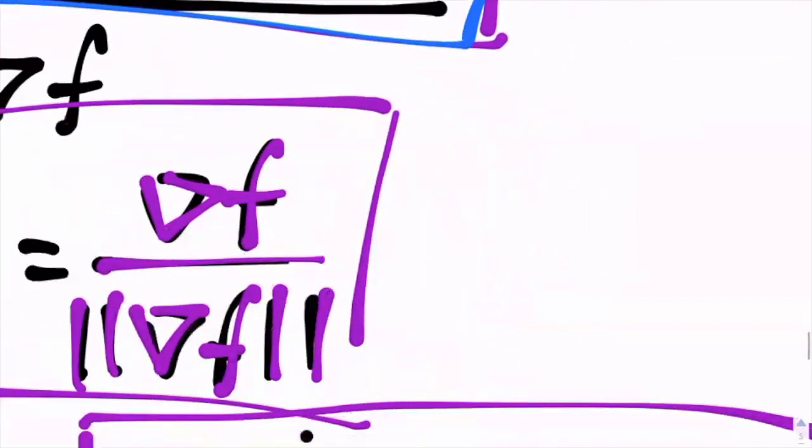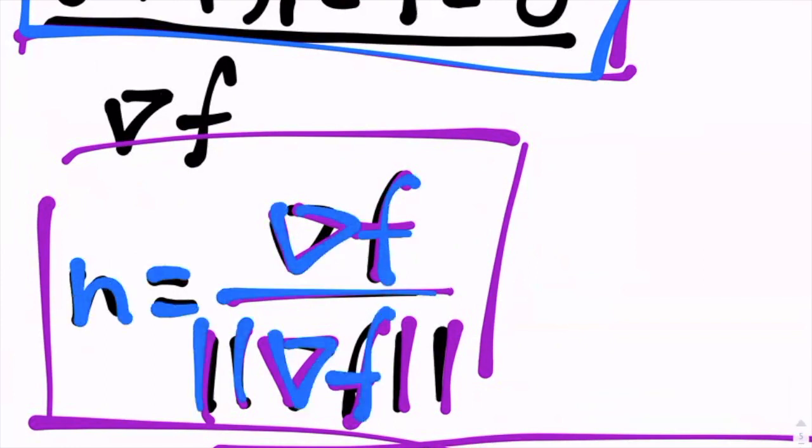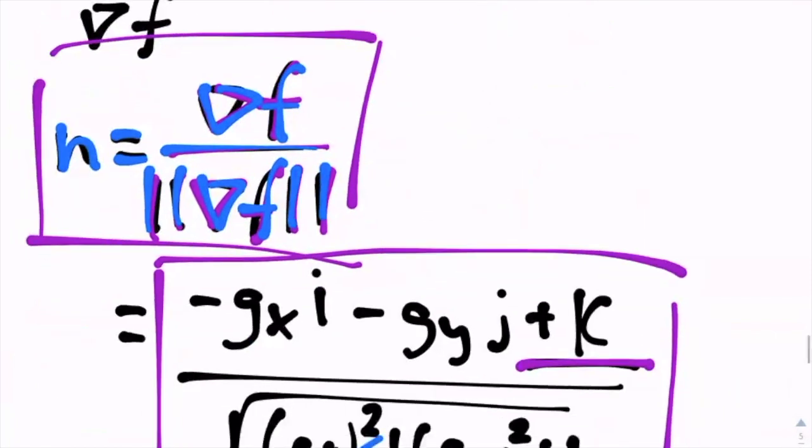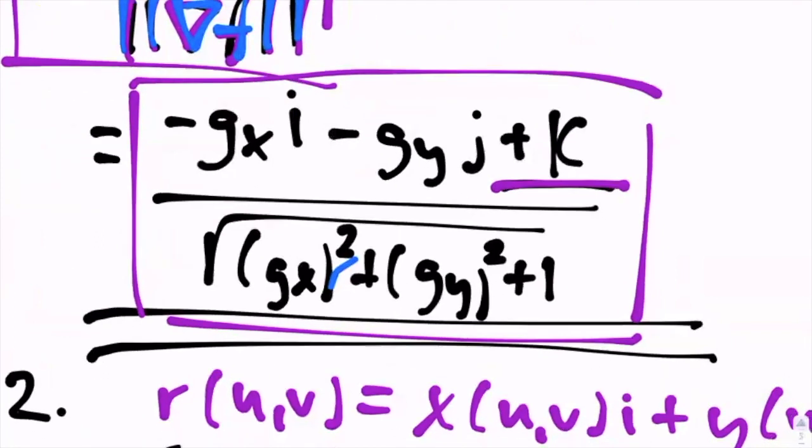And in order to make sure that we have the unit normal vector, I'm going to say that n is equal to the gradient of f divided by the magnitude of the gradient of f. And because I say that, we can assume that this is the unit normal vector.